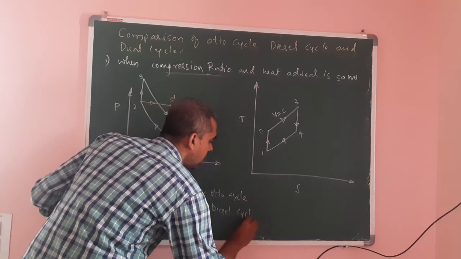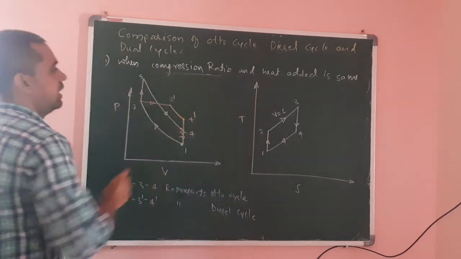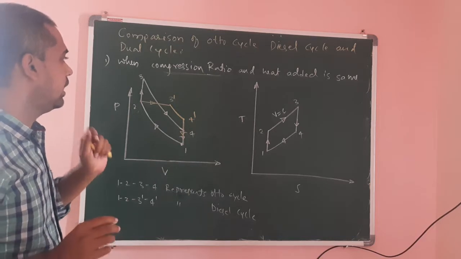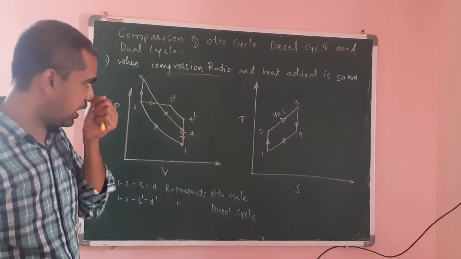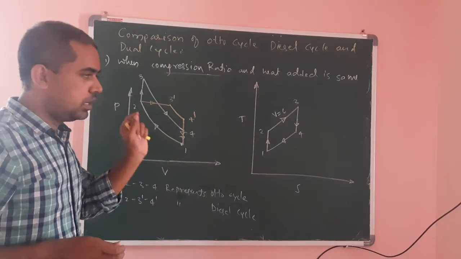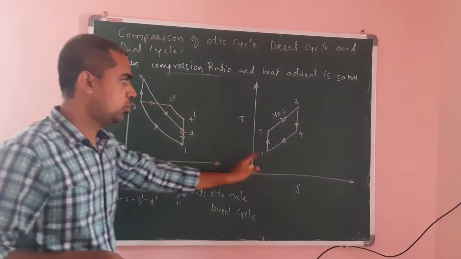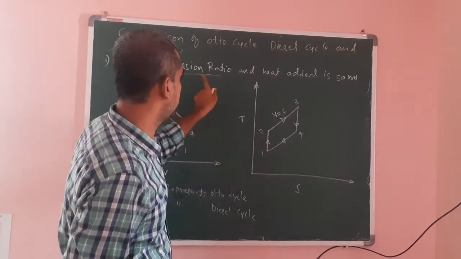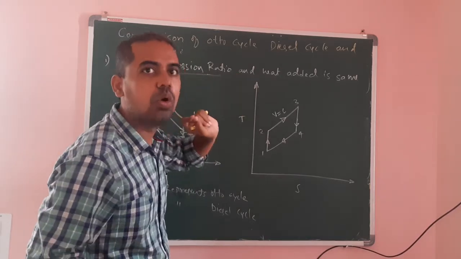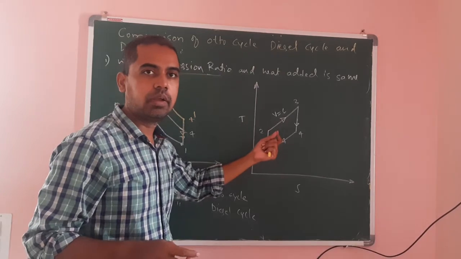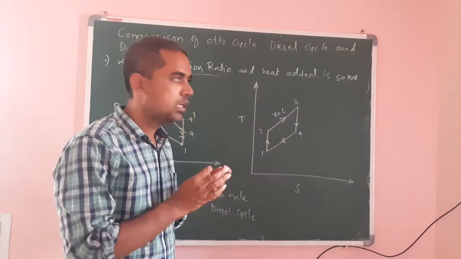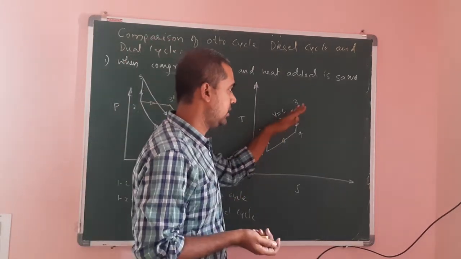If I draw on a TS diagram, how will it be? As I have discussed in the previous lecture video, the slope of 1 to 2 remains the same because the compression ratio is the same, therefore 1 to 2 remains the same. 2 to 3 will be different. Why it is different is, this is a constant volume line.